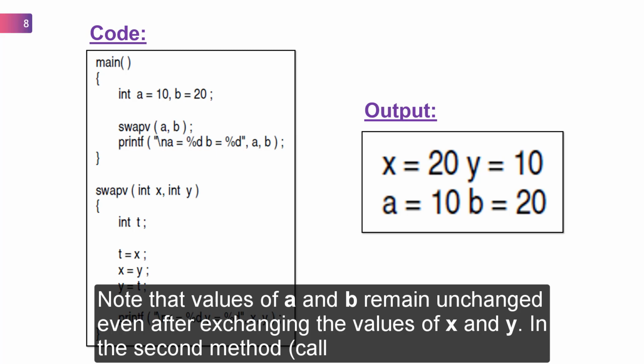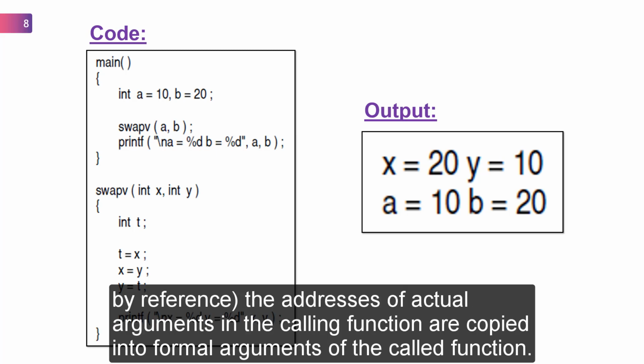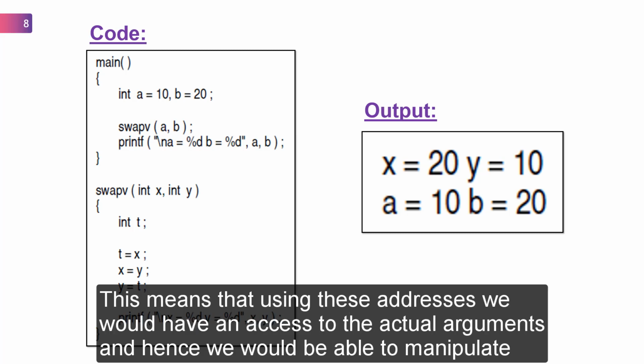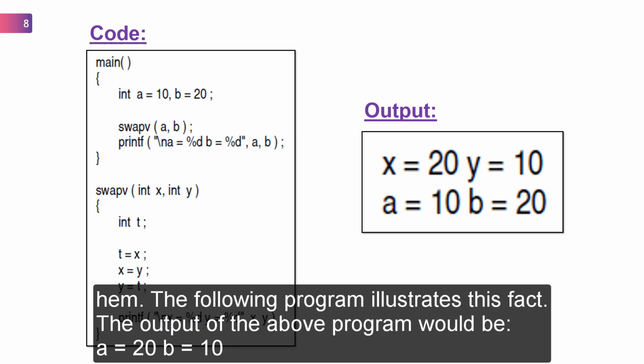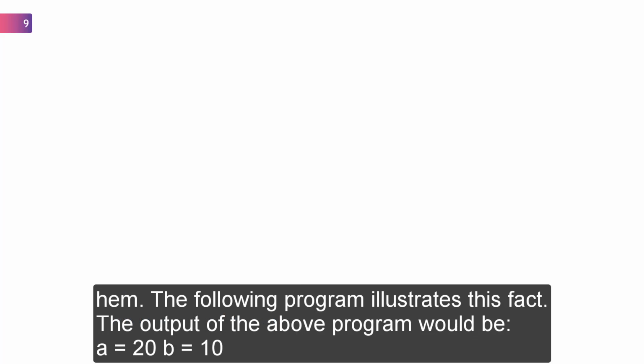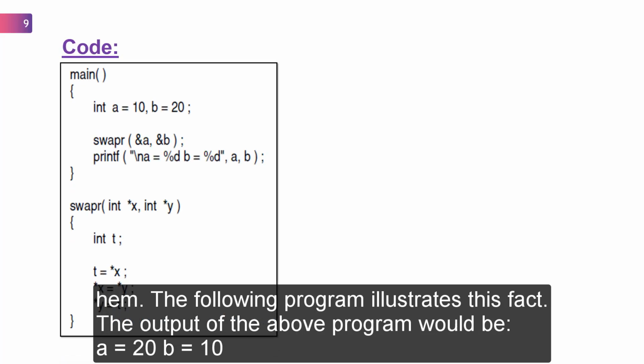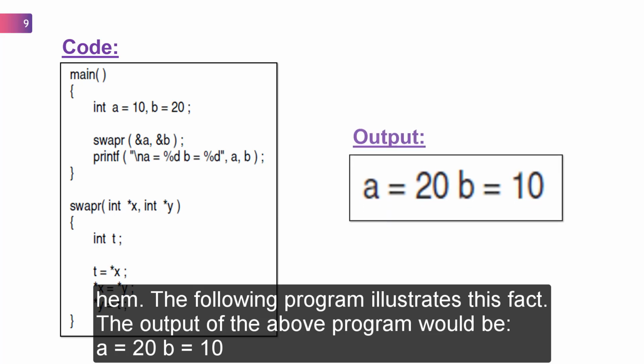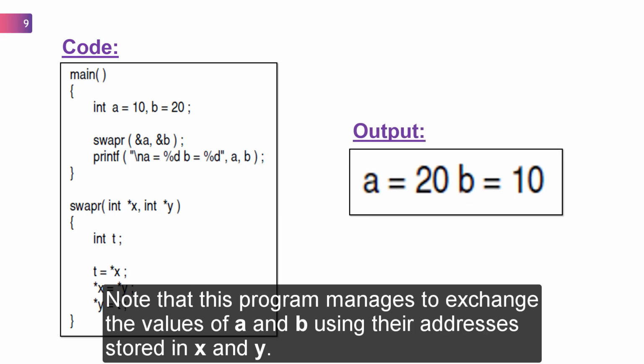In the second method, call by reference, the addresses of the actual arguments in the calling function are copied into the formal arguments of the called function. This means that using these addresses, we would have access to the actual arguments, and hence we would be able to manipulate them. The following program illustrates this fact. The output of this program would be a = 20 and b = 10. Note that this program manages to exchange the values of a and b using their addresses stored in x and y.